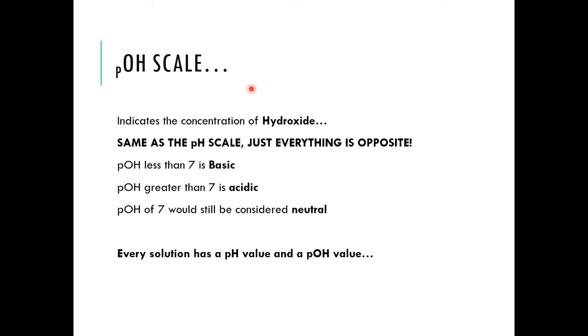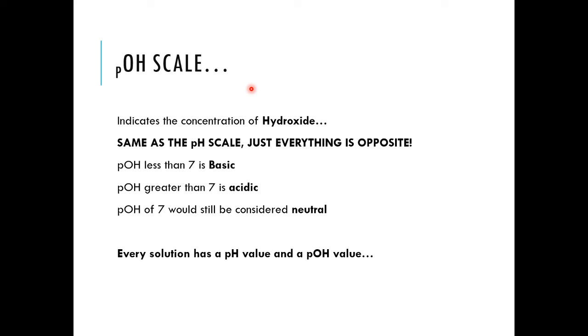It's the same mathematical scale, 0 to 14. We're now looking at it in terms of concentration of hydroxide. So, just flip your scale. Anything less than 7 would be considered basic on a pOH scale. Anything greater than 7 would be considered acidic on the pOH scale. And of course, 7 would still be considered neutral.